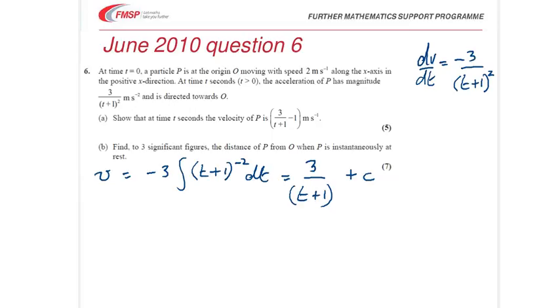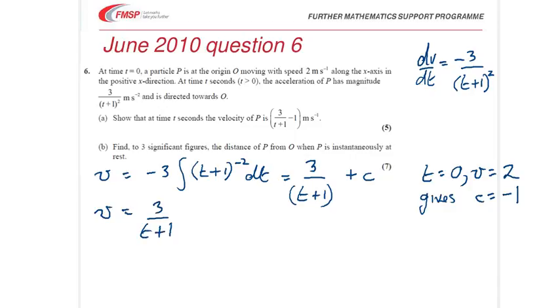Now in the question they tell us that when t equals 0, v equals 2. So putting that in, that gives c equals, and check this yourselves, c equals minus 1. So v is equal to 3 over t plus 1 minus 1. And that's the first part. That's part A done for 5 marks.